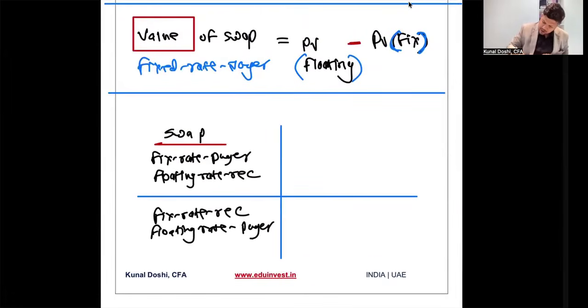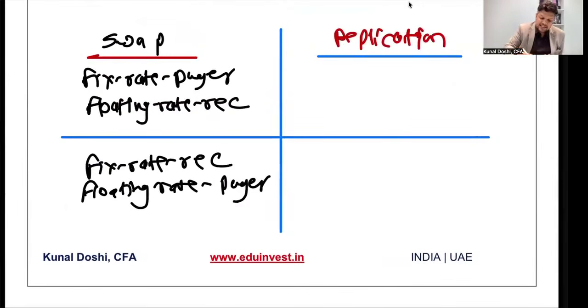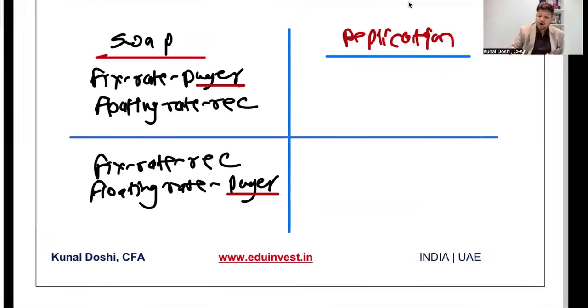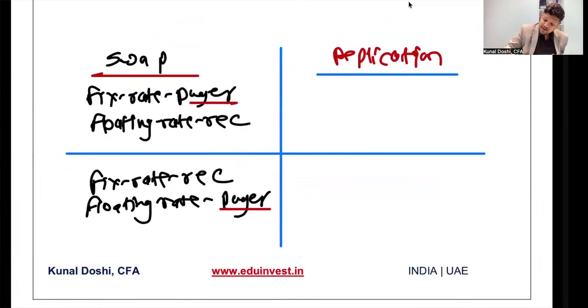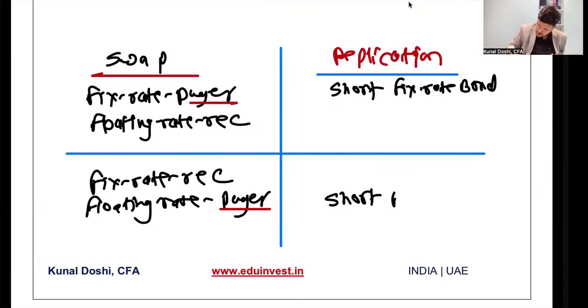Okay, the reason I'm doing this is to help you with the replication. You know what is replication? How can I replicate a swap? So guys, every time I say pay, it means we have issued a bond. When do you have to pay coupons? When you have issued a bond. So we say short. Whenever you say pay, that means short. Short which bond? Here in this case, short a fixed rate bond. And here, short a floating rate bond.